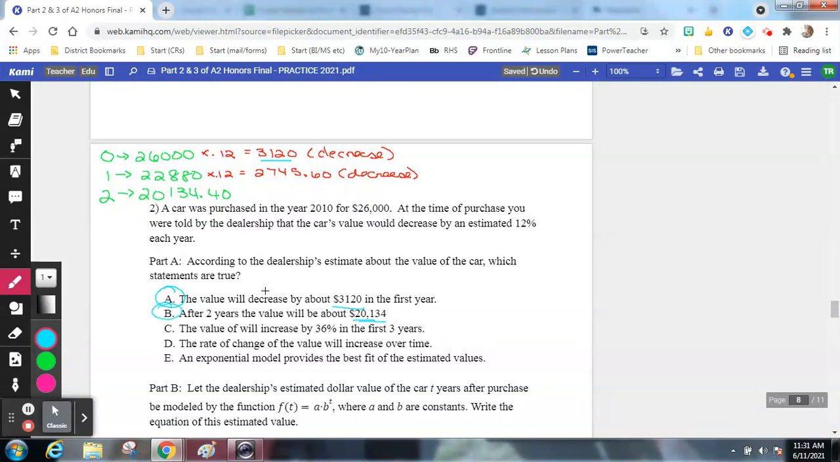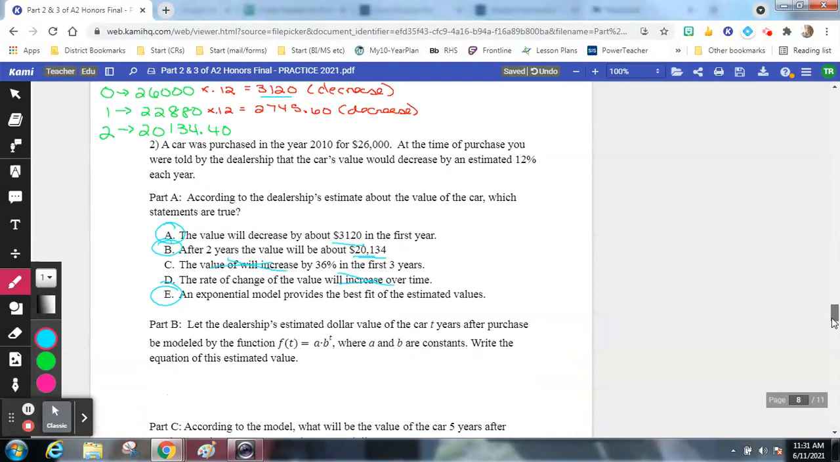So B, good. The value will increase by 36% in the first 3 years. Well, first of all, it's not even increasing, it's decreasing. So this is not it at all. It's not C. Part D, the rate of change of the value will increase over time. Again, we're not increasing, we're decreasing the whole time. So that can't be it. An exponential model provides the best fit of the estimated values. That is true. Anything that has a percent increase or decrease is an exponential function. It's an exponential growth or decay.